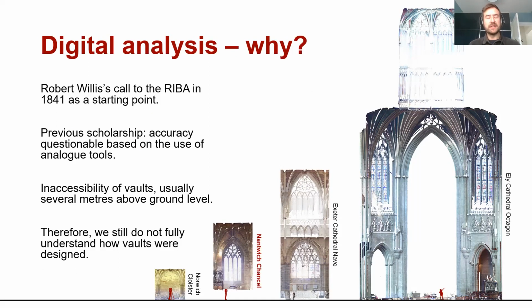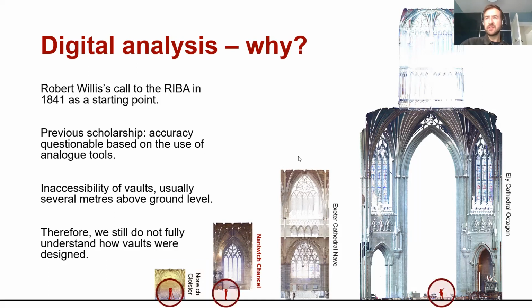And he based his findings mainly on accessible vaults, such as cloisters, which are relatively low to the ground, as well as destroyed vaulting, such as parts of Canterbury Cathedral. So you can see here, I've just highlighted at the bottom, this is the cloister at Norwich. It's one of the sites that we visited. And these are very accessible. And this is one of Willis's case study sites. It's only 4 meters at its apex from the floor level.